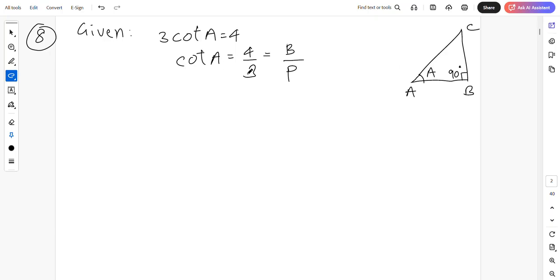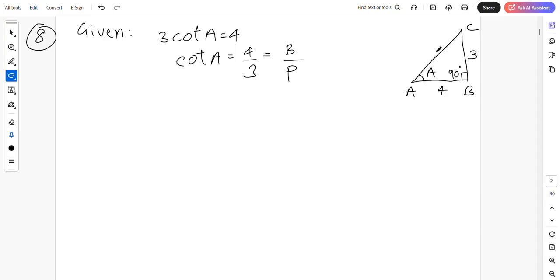That is cot A is equal to 4 by 3. Since they have given A, I have written A; if they had given theta, I would have taken PMN or whatever it may be. Cot A is base by perpendicular. Base is 4, perpendicular is 3.